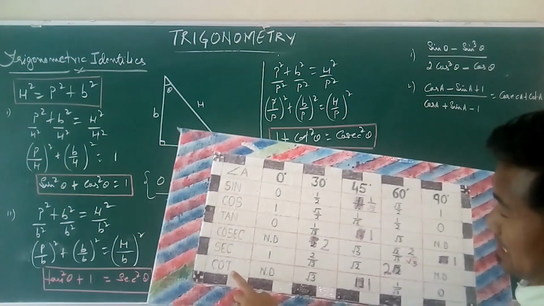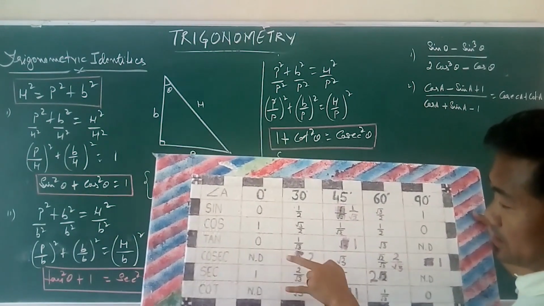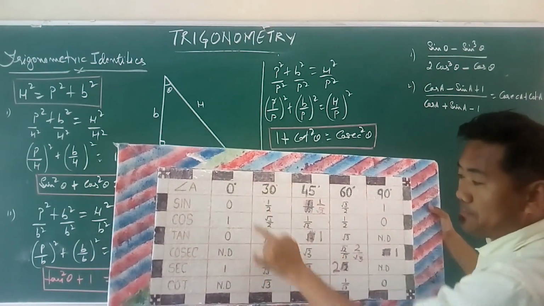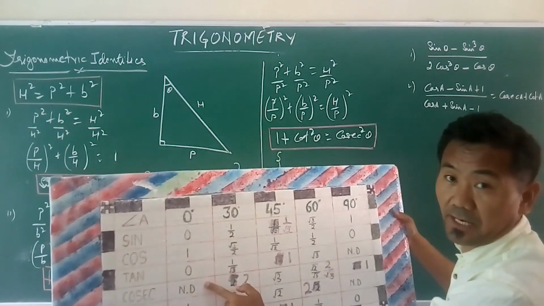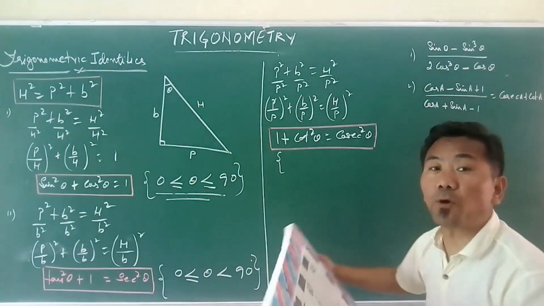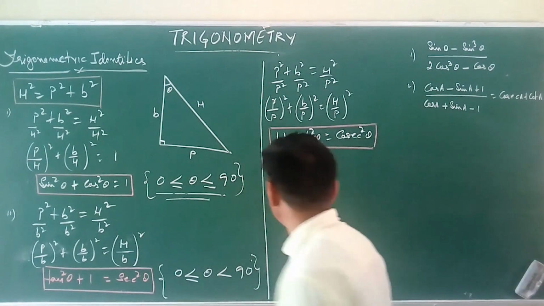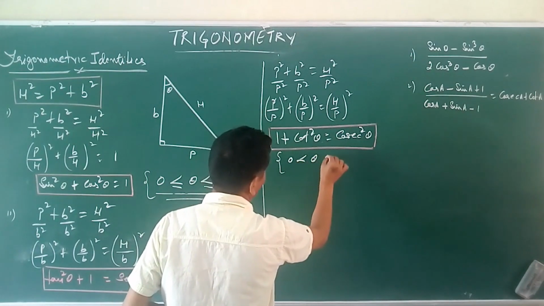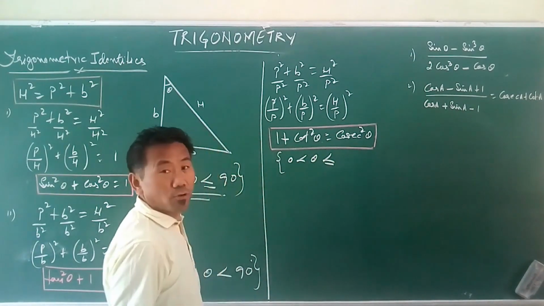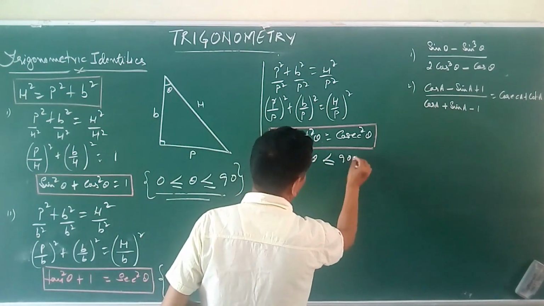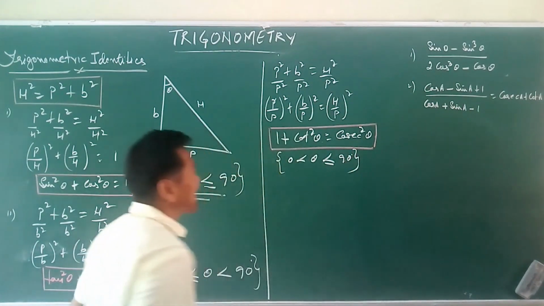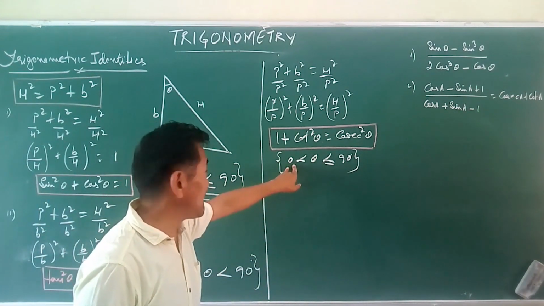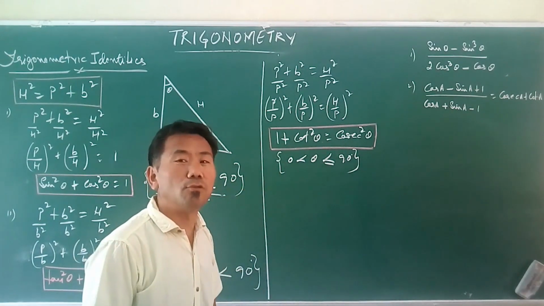Cot and cosec. So last is cot here and cosec is here. Look at the value of the degree 0. Degree 0 is not defined, not possible here. So that means 0 is not possible. So theta is greater than 0 and can be equal to 90 degrees. Degree 90 is possible, but the value 0 is not possible, and if it is 0, the value is not defined.